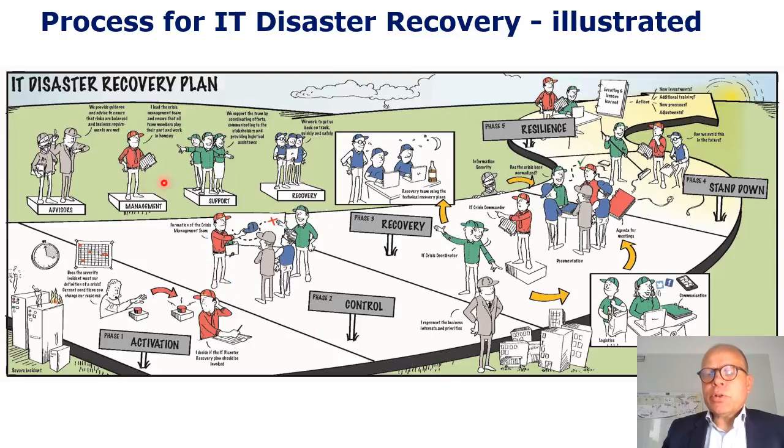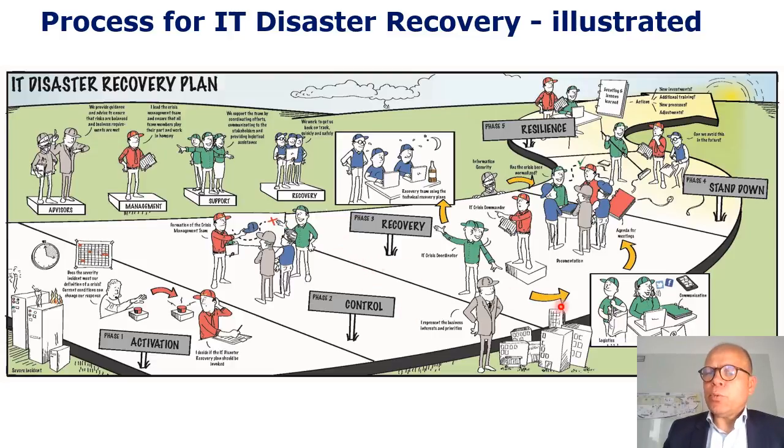In phase 2, the control phase, you can see the IT crisis commander giving out hats, giving out caps. We are using that to show that roles are being assigned and the team is being summoned. The control phase is also sometimes called the chaos phase, because this is where you react, you respond, and you probably have too little information, but you still need to act.